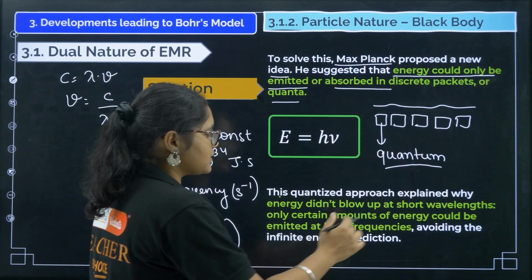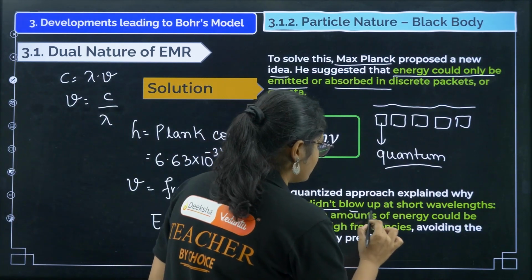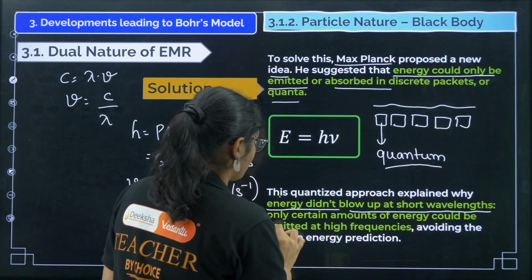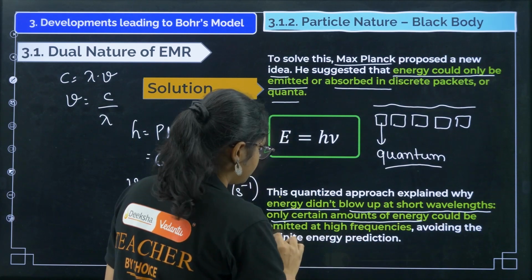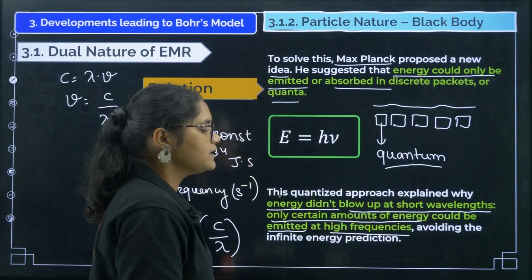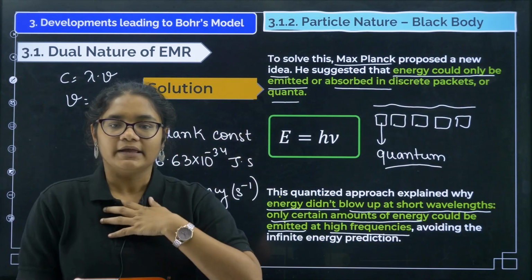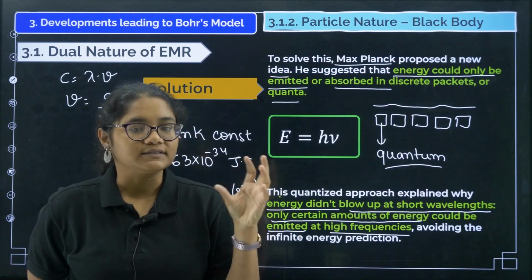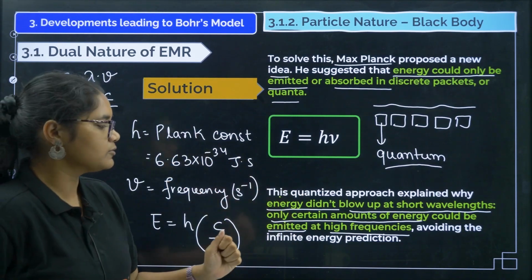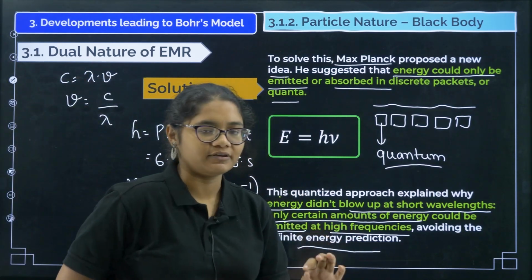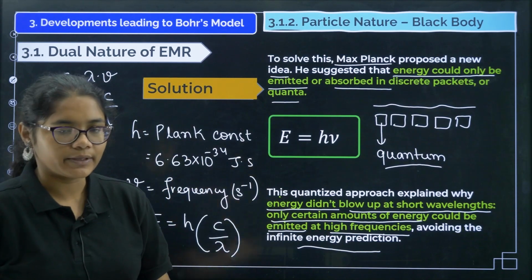Now this quantized approach explained why energy didn't blow up at short wavelengths. Only certain amounts of energy could be emitted at high frequencies. So the energy cannot be indefinite. It can only be released in certain packets or certain discrete amounts, and that is why there will be no infinite energy prediction.